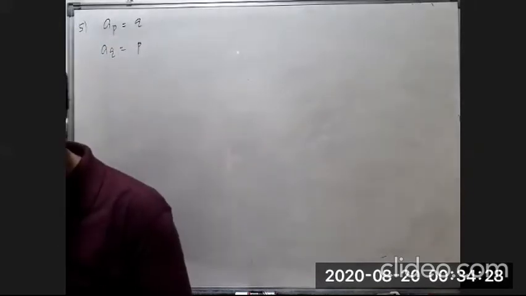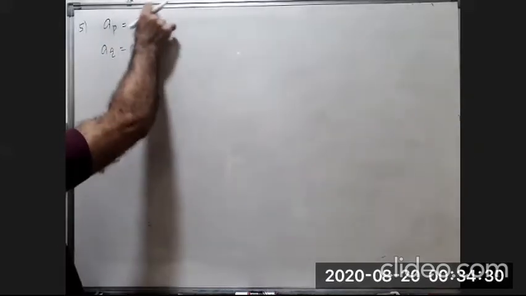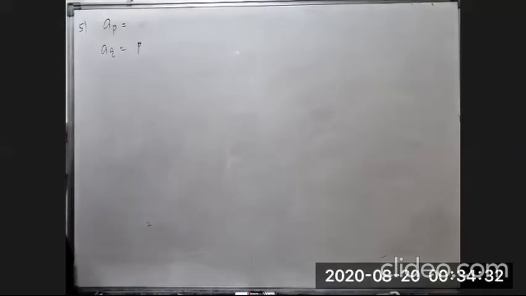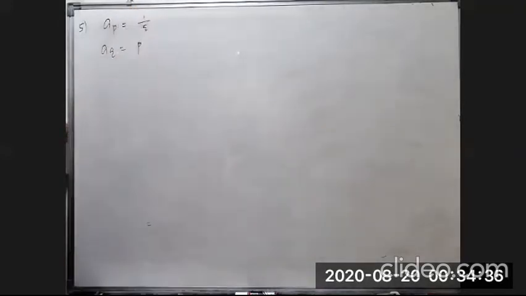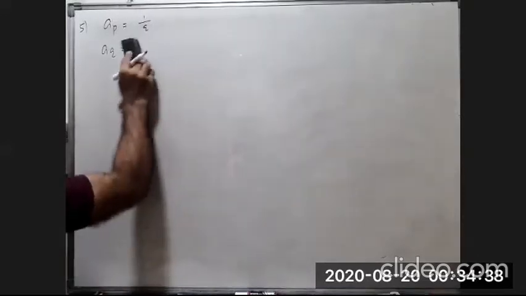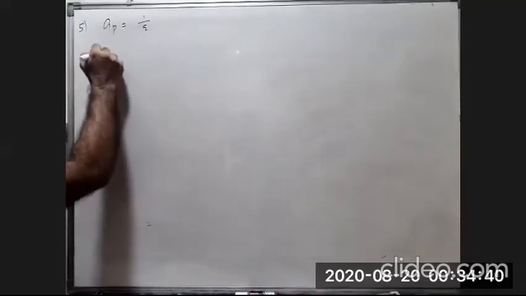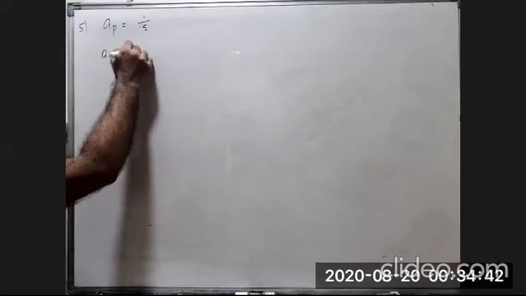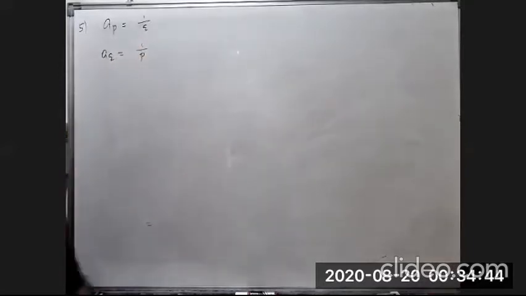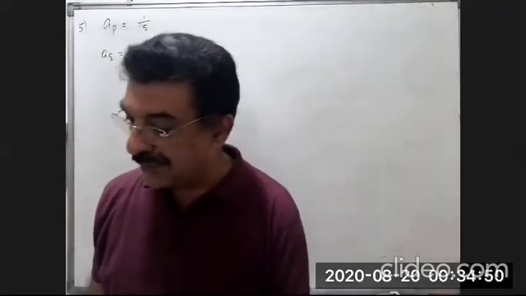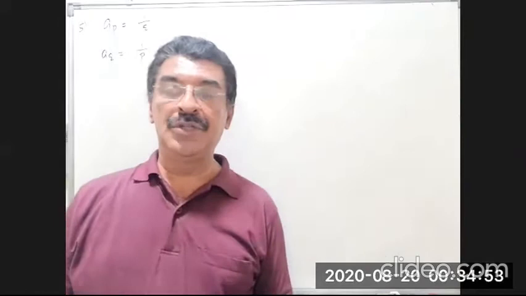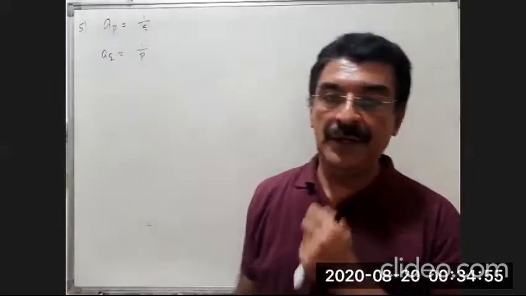The pth term is 1 by q, and the qth term is 1 by p. Our aim is to prove that the sum of the first pq terms, yes, pq terms, we have to find.